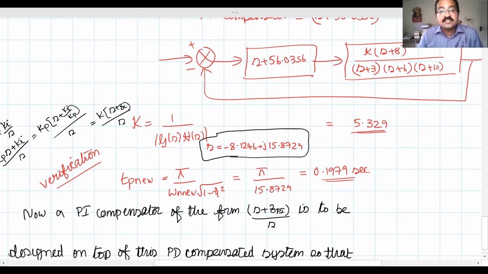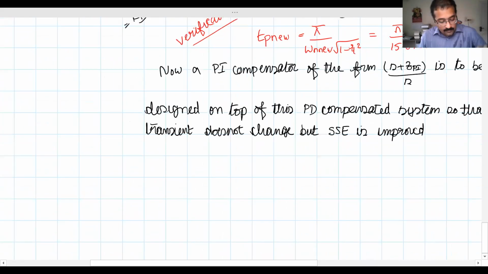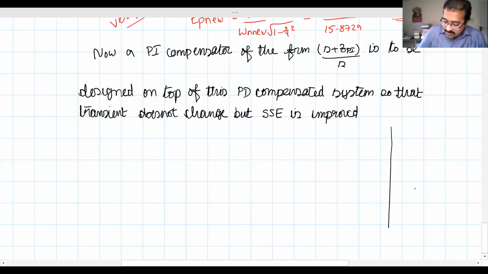If the dominant pole changes, what happens? The root locus will be getting reshaped again. That should not happen. We have already reshaped the root locus as per our given specifications. Now the dominant pole should not change, but we have to insert a PI compensator. So now you see what will be the root locus. Where is the dominant pole? That should remain unchanged.